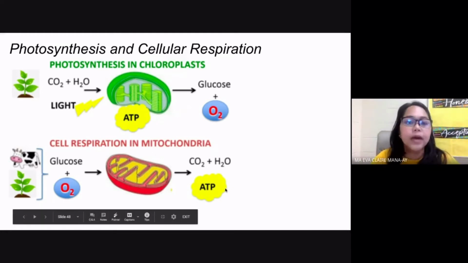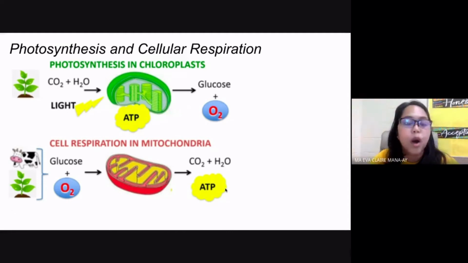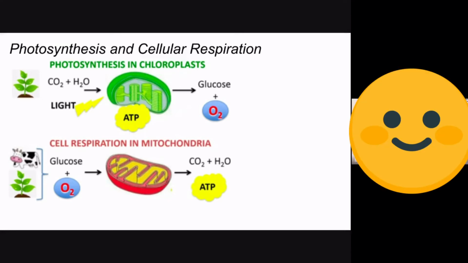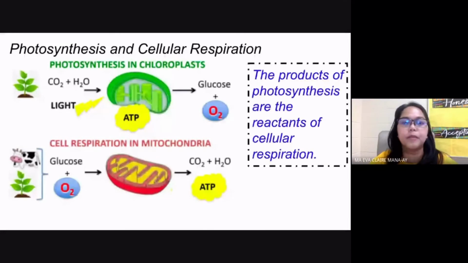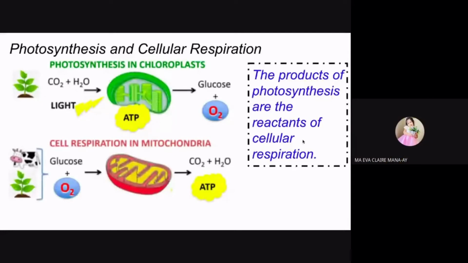So now, if you will be asked, what is the relationship between photosynthesis and cellular respiration? What should be your answer? They're direct opposites of each other because the reactants of photosynthesis are the products of cellular respiration and vice versa. Okay, very good. That should have been your answer. He has mentioned that the products of photosynthesis are the reactants of cellular respiration and vice versa. So they are direct opposites of each other. One cannot happen without the other.